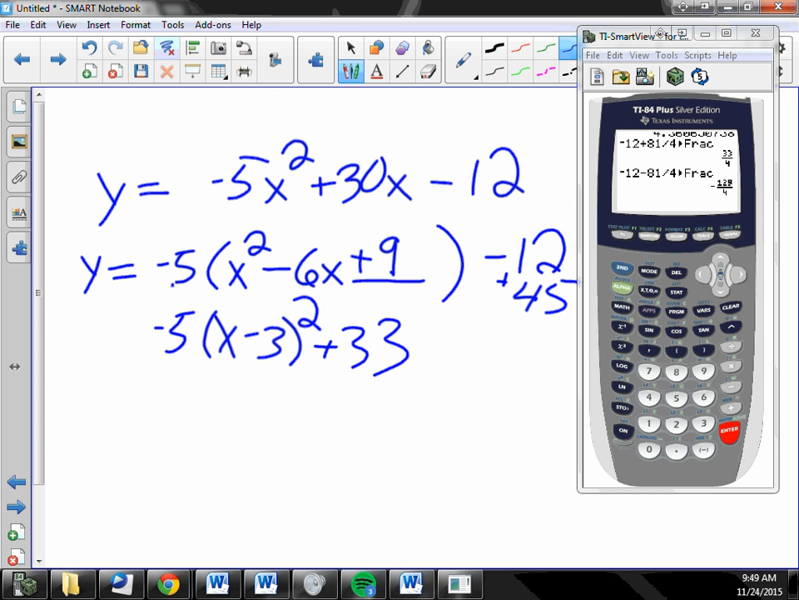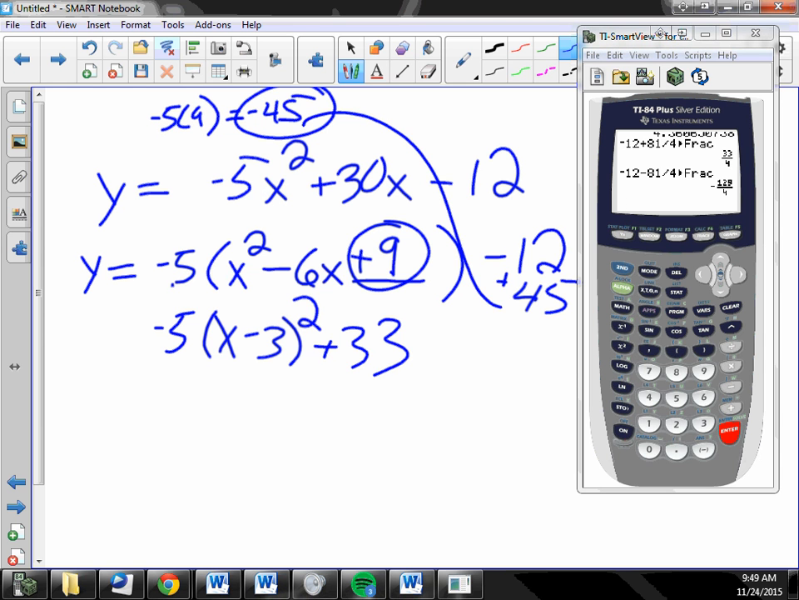Well, so this 9 is actually negative 5 times 9, which is negative 45. So I really subtracted 45, so I need to add it back on over there. Okay? What's that? Well, I don't understand. What do you mean? Well, that's what it means.